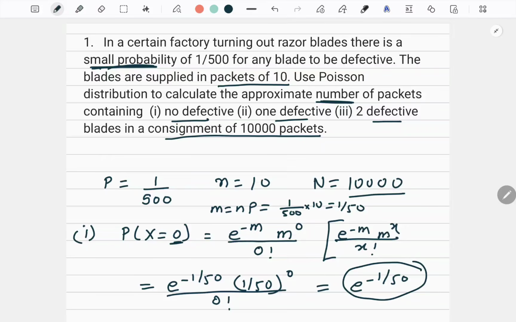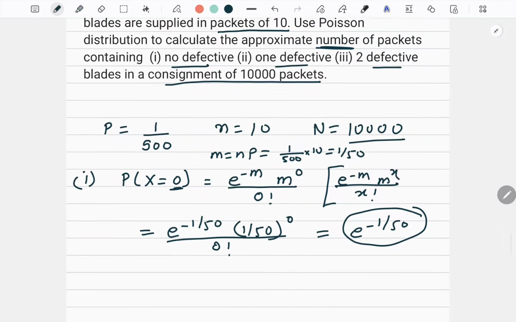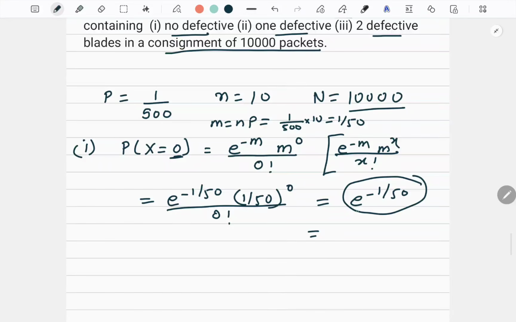You can use the calculator. In the calculator you have e, and for that e you take the power minus 1 by 50. What is the value of e to the power minus 1 by 50? Use your calculator and you will get the value 0.9802. But this is a probability, and what is the question? They are asking the number. So you have to multiply this probability by 10,000. So 10,000 into 0.9802, and that will give you the number of packets. So the first answer is 9802.